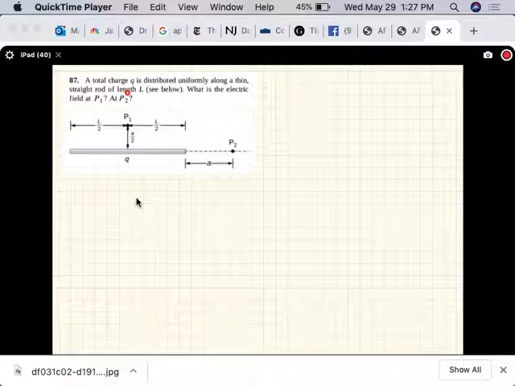Okay, this says a total charge Q is distributed uniformly along a thin straight rod of length L. What is the electric field at P1, at P2? Alright, so we want to find the electric field at that location, distance a by 2 away, at P2. Alright, so let's do P1 first.